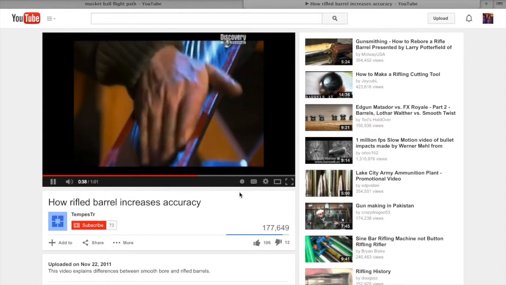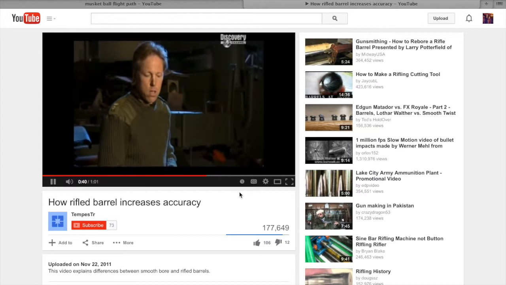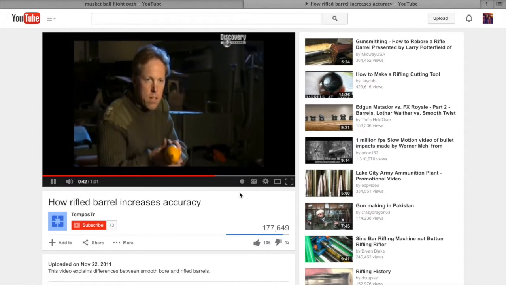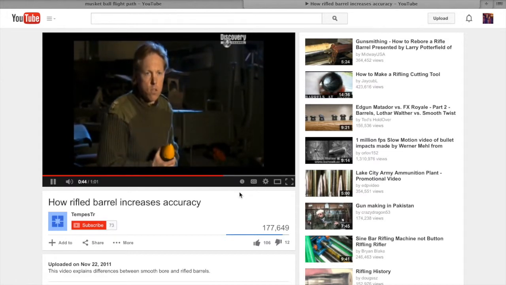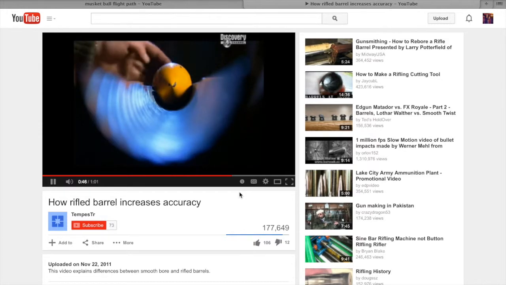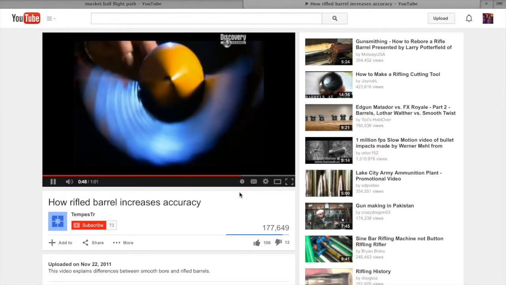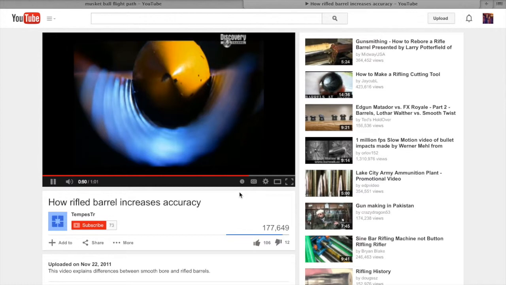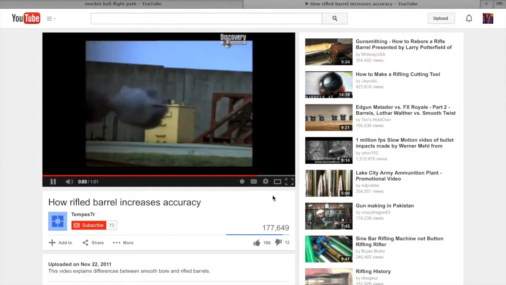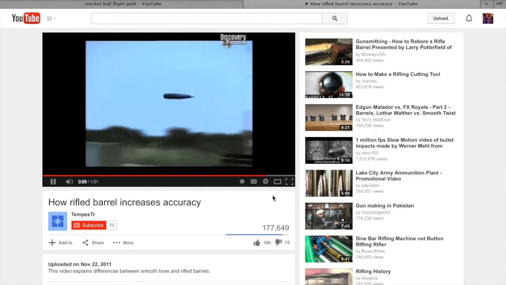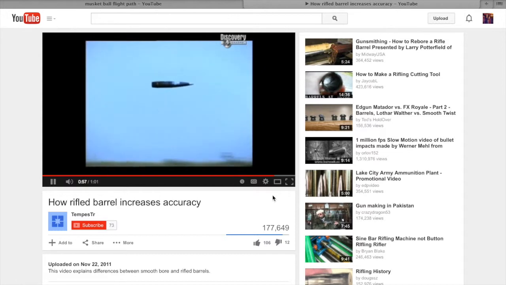And what the rifling does, these grooves down the barrel, is actually impart spin to the projectile as it travels. When the projectile is fired through a rifled barrel, it grips the grooves as it moves forward and starts to spin. This gives it gyroscopic stability and a massive improvement in accuracy.